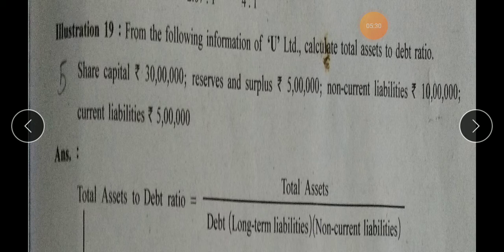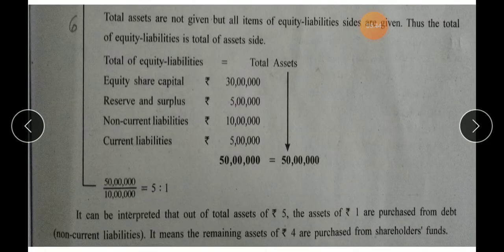Yes? And the total of the liabilities side and the total of the assets side is always identical. So you can easily obtain total assets. Let us see the calculation and the explanation of course. Total assets are not given, but all items of the equity liabilities side are given. Thus, the total of equity liabilities is the total of the asset side. You know this very well, the totals of both sides of the balance sheet are equal.